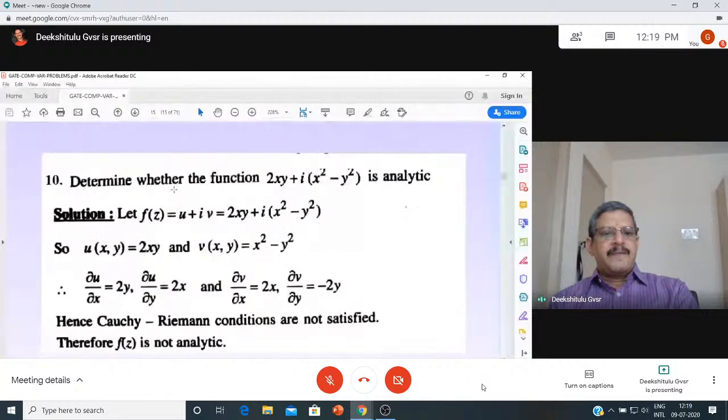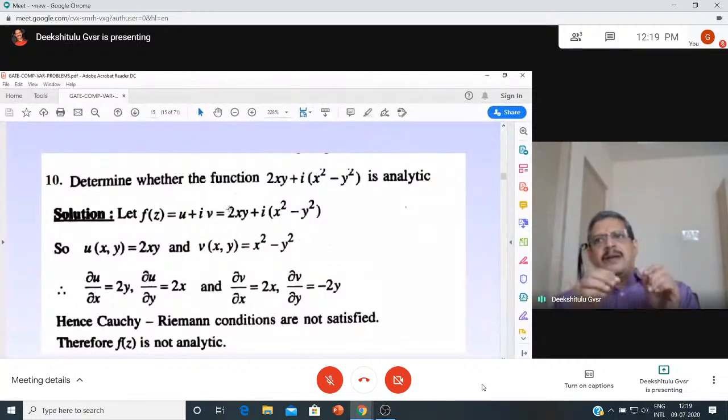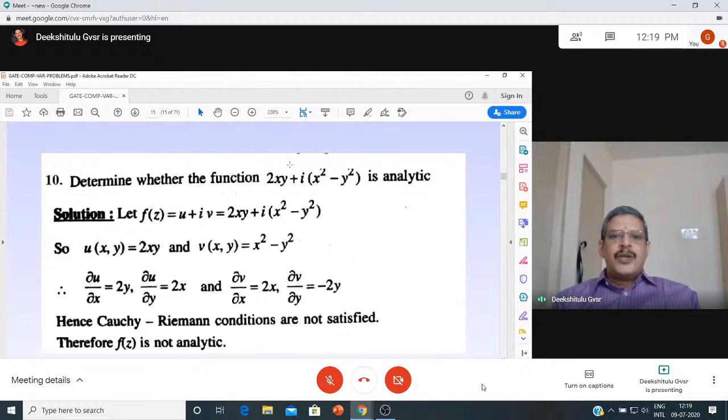So determine whether the function 2xy plus i(x square minus y square) is analytic, not analytic, differentiable at z is equal to 0, or differentiable at z not equal to 0, or maybe analytic at 0, not analytic at 0, analytic everywhere. In the examination they would give some options, maybe 10 options, out of which only one is the correct answer. So first, this is u and v. u is 2xy, v is x square minus y square.